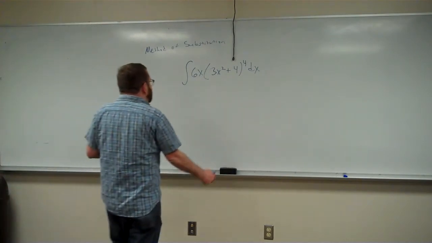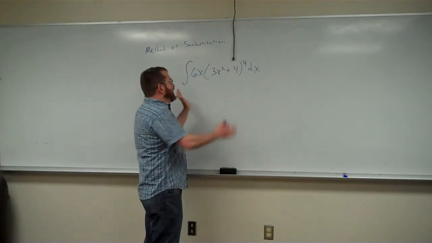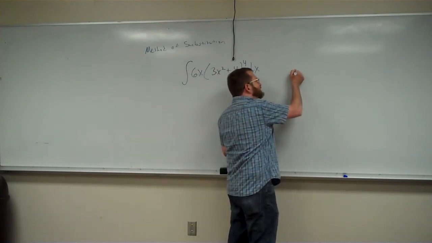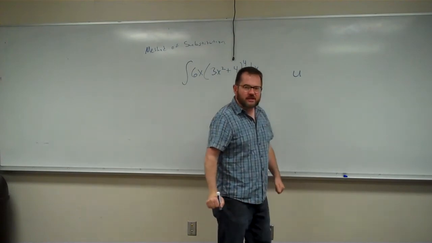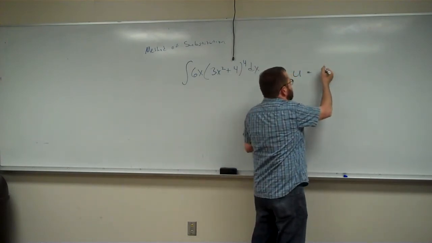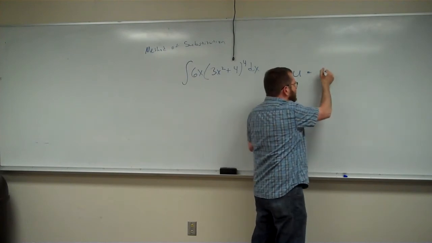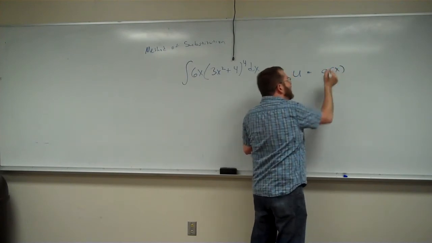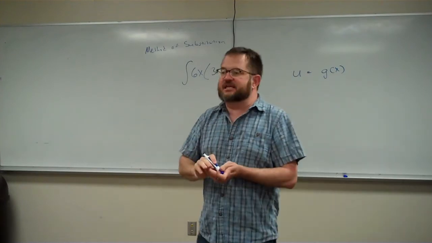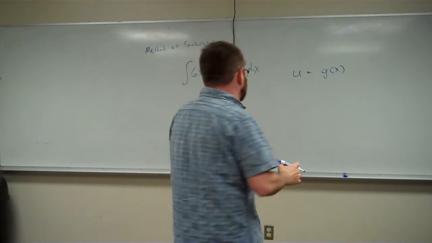The idea of the method of substitution is to find a way to rewrite this in terms of a new variable. We're going to come up with a new variable u that is equal to something related to x. Your book actually calls it g of x. We're going to come up with some kind of function of x that is going to be u, and we're going to make a substitution.